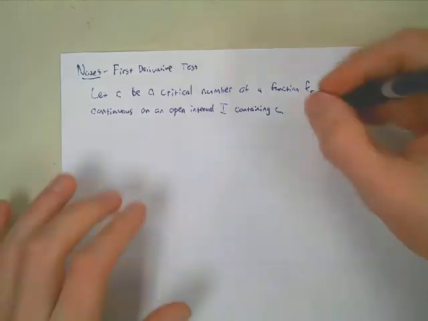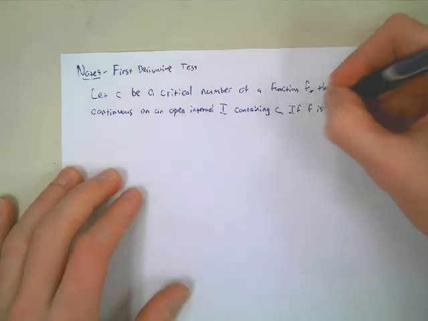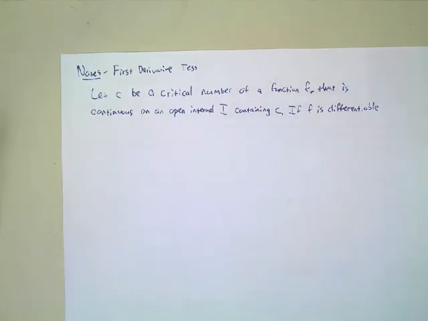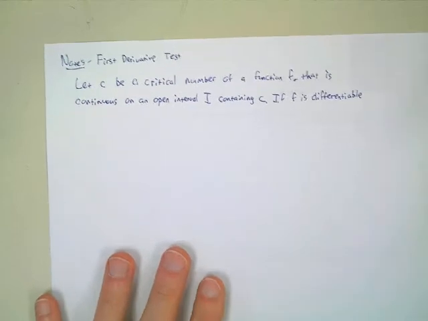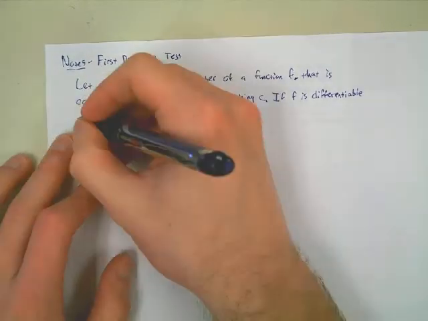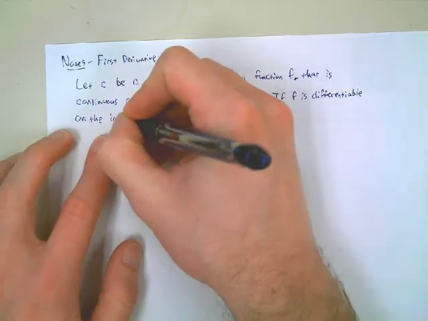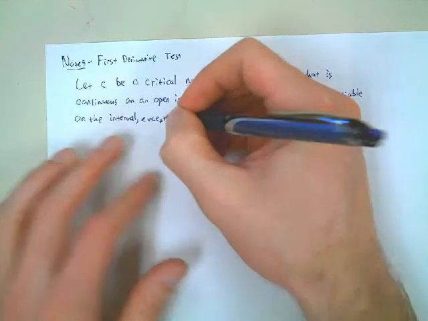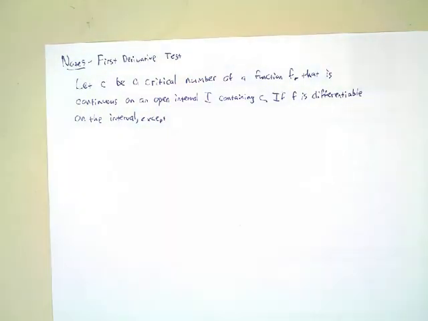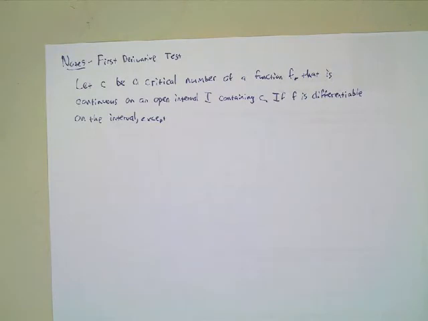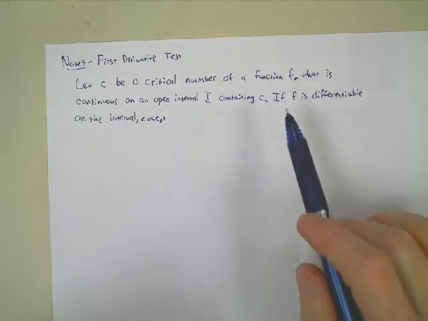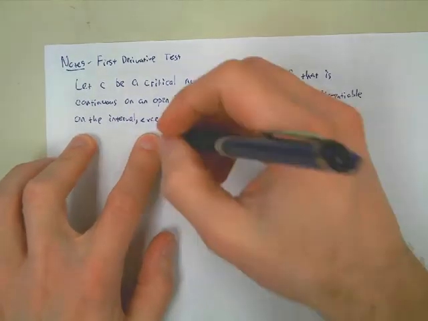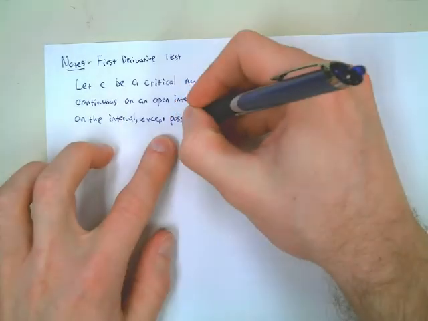Okay, if f is differentiable on the interval, except possibly at C, right? Because remember, how do we find critical numbers? We take the derivative and set it equal to 0, or where the derivative is undefined. So if the derivative is undefined at C, it wouldn't be differentiable at C. So when I'm saying f is differentiable on that interval except possibly at C, it could not be differentiable at C. That's still okay.